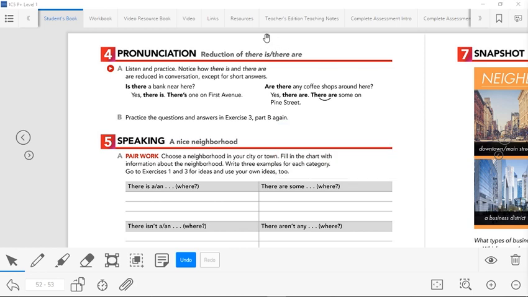Okay, very good. Do you notice the differences? We can reduce there is or there are, but we cannot use it in short answers. Okay? Is there a bank near here? Yes, there is. There's one on First Avenue. There's no reduction in the short answer, we just say there is, okay? There's one on First Avenue. Are there any coffee shops around here? Yes, there are. There are some on Pine Street. Okay? If you want, you can go back and listen as many times as you need to practice.